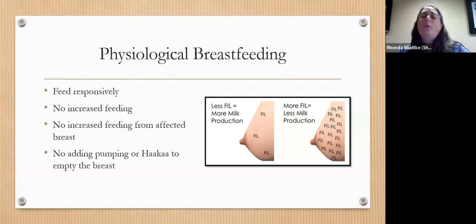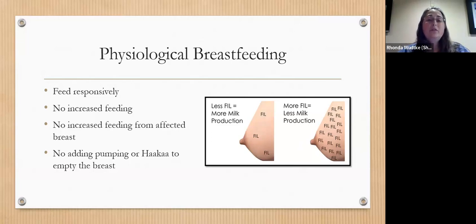We also used to teach always start on that affected breast first because we really want that milk to be moving, right? And we want to keep that breast empty. But when we do those things, it doesn't let Phil, the feedback inhibitor of lactation, go to work and do the job that it's meant to do. Phil helps keep our milk supply where it needs to be.